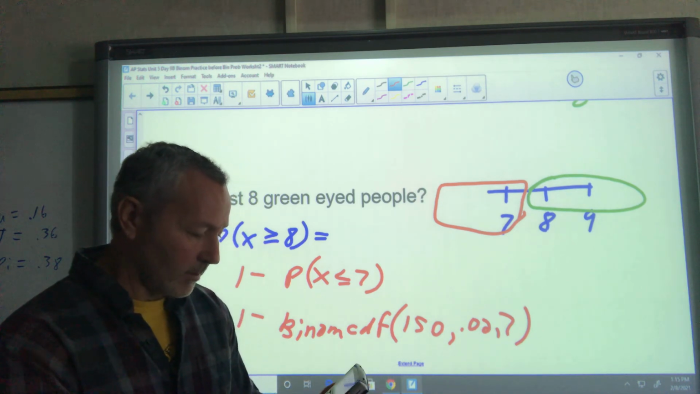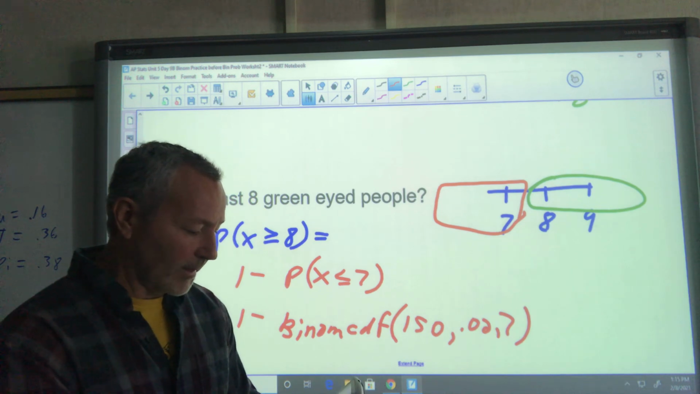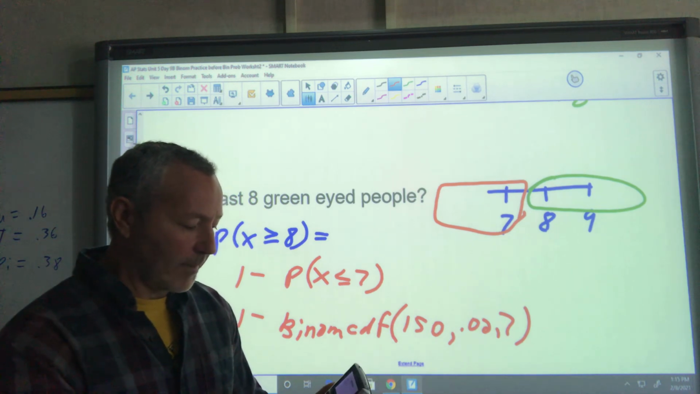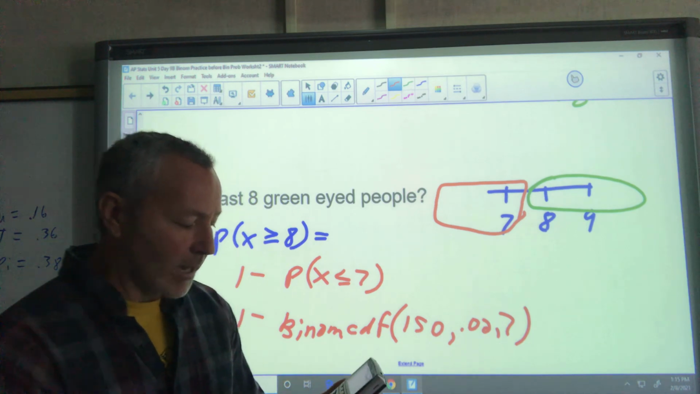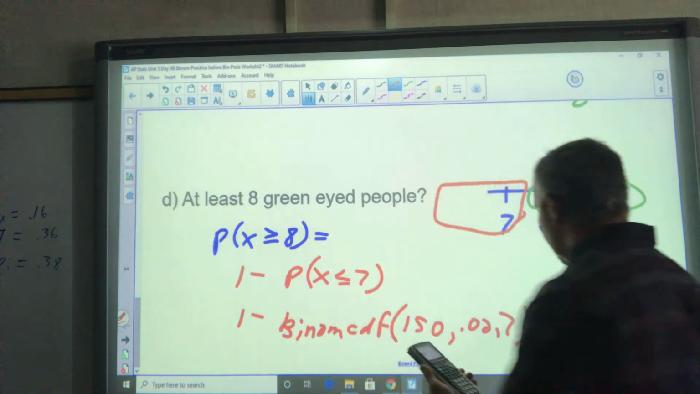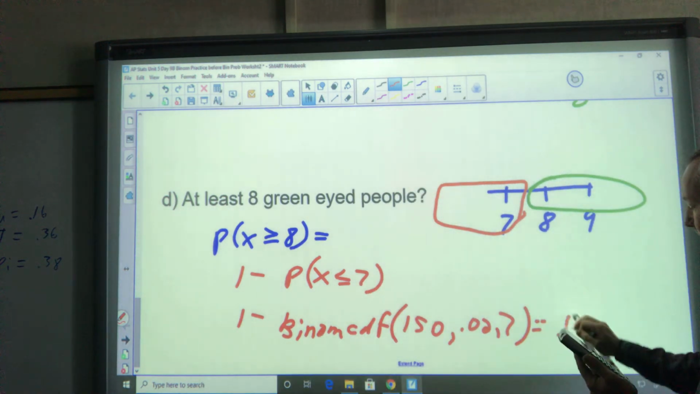Second distribution. Choose binomial CDF. Or it's already in there. Go down and paste it. And now it's going to actually do 1 minus the whole thing. And that gives me my answer, which is 0.0110.